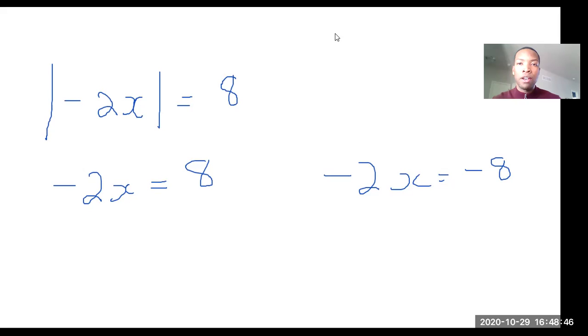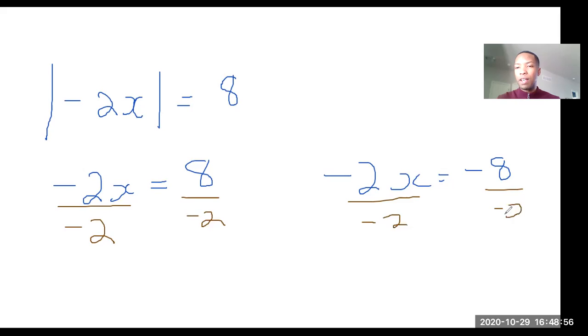And then from here, I do the multiplicative inverse. So I divide both sides by -2 for both my equations. So x is equal to -4 and x is equal to 4. Two values. Let's do one more example.